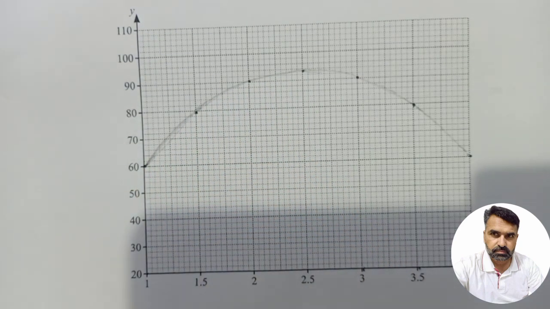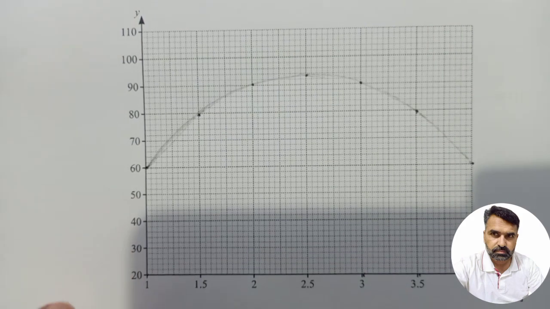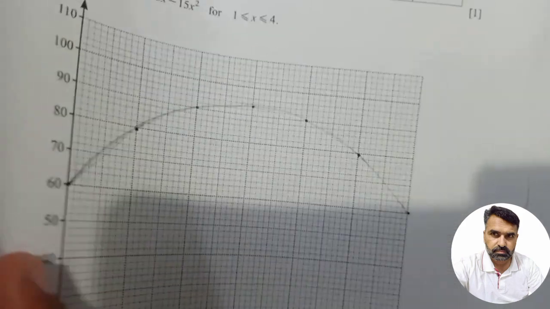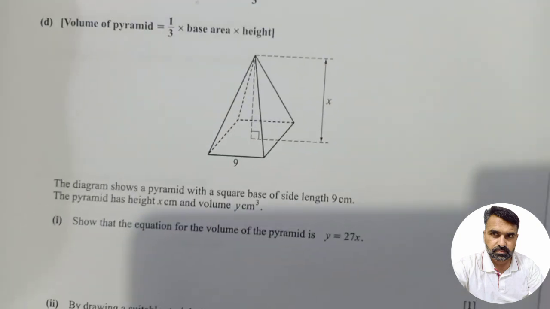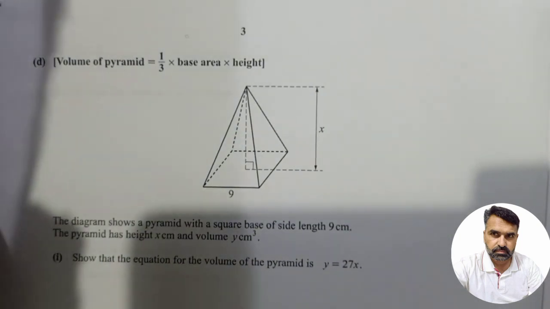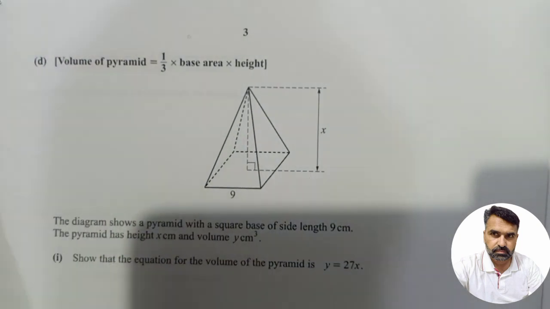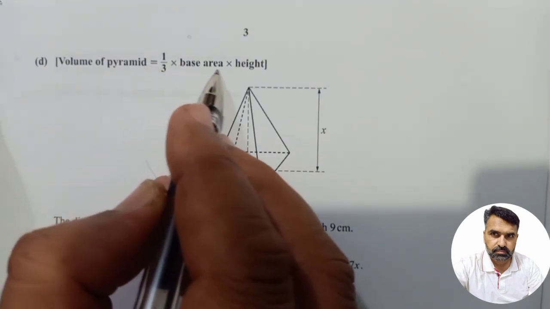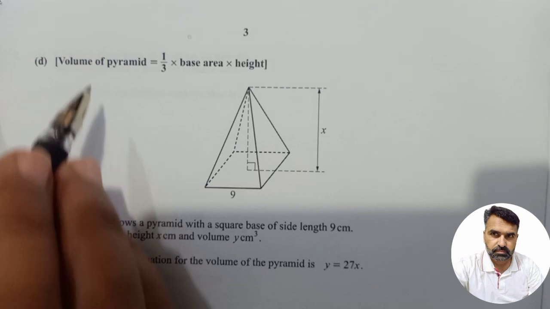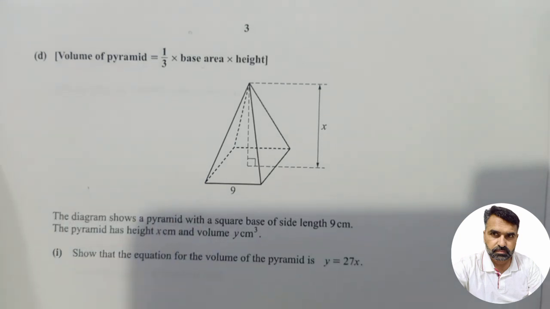As you know, the graph of a quadratic equation is in the form of a parabola. Now students, it is C part. Now look at D part. According to D part, the volume of a pyramid is 1 over 3 multiplied by base area multiplied by height. The formula is given.